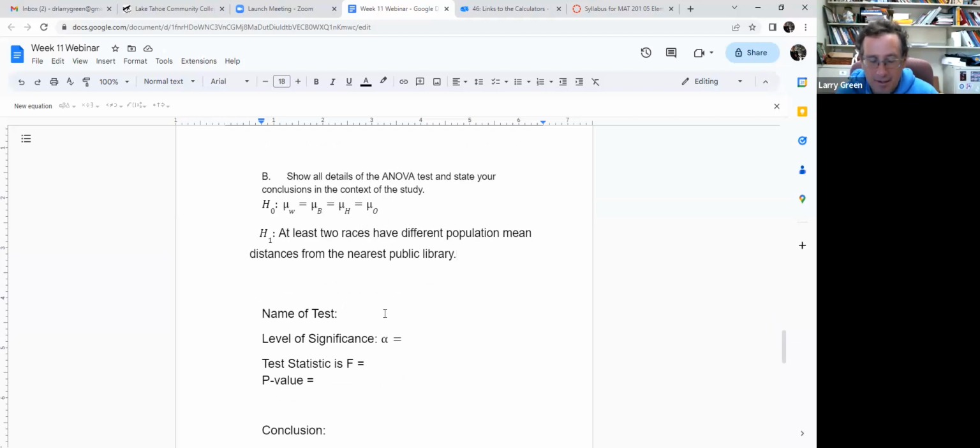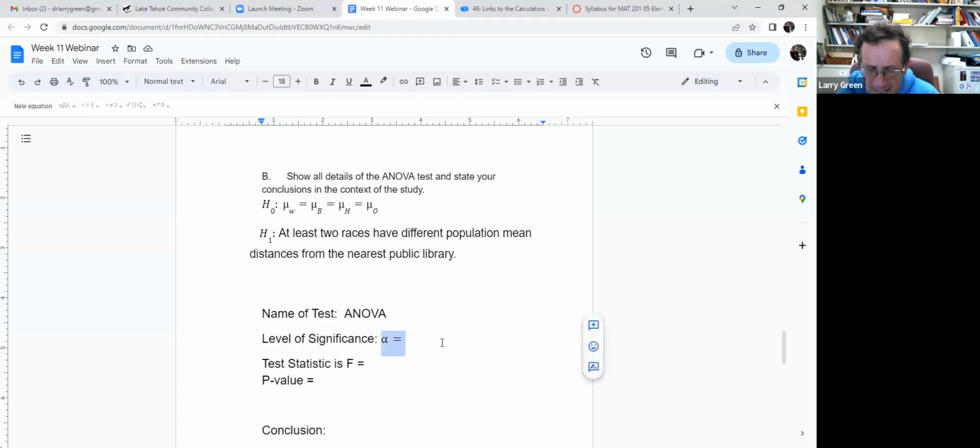Okay, name of the test. I hope you can all tell me the name of the test. Yeah, ANOVA. And just note there's an abbreviation, so it's all caps.